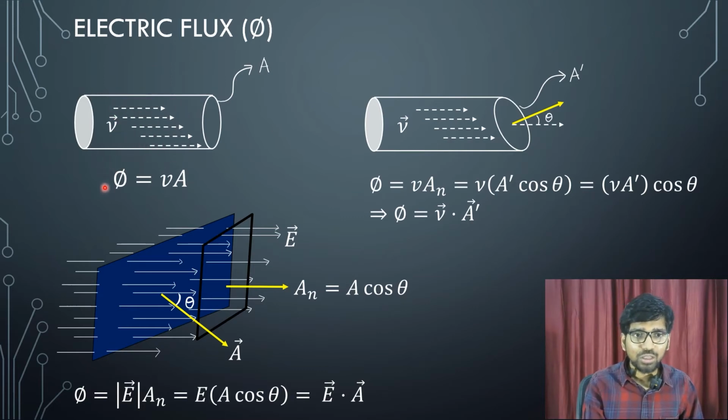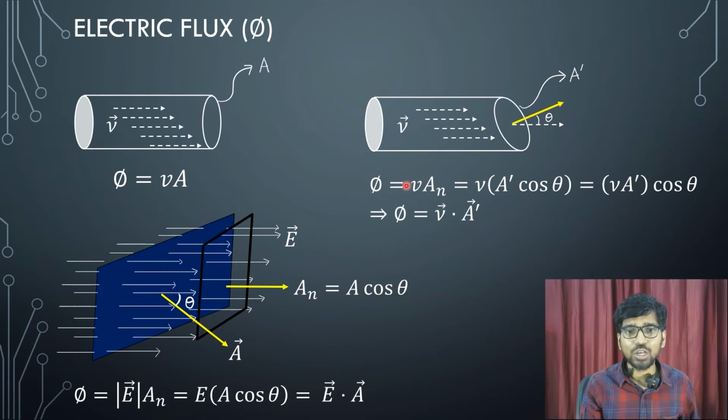In this case, the word flux would imply the amount of water leaving this cross-sectional area A. Consider a similar situation except the case that the opening is tilted at an angle theta. As you can imagine, the amount of water leaving in this case and in this case will be the same. Therefore, the flux in this case and in this case will be the same.